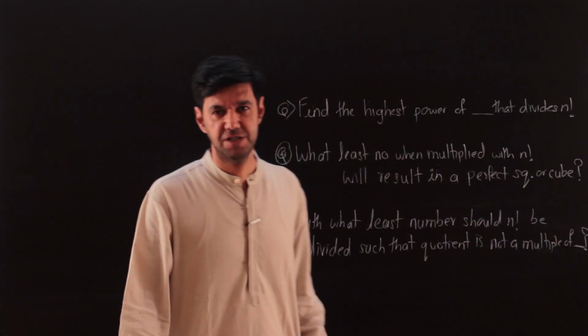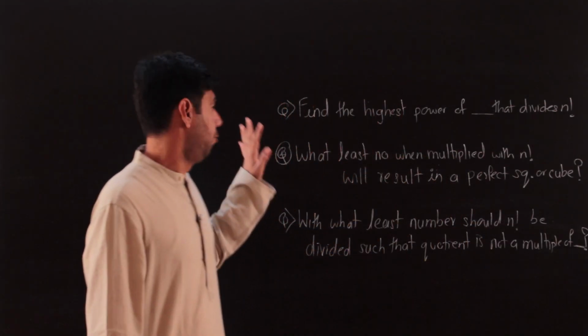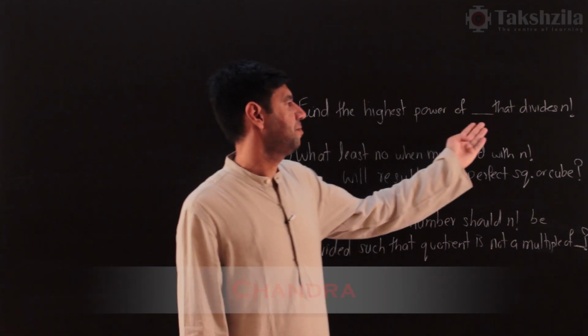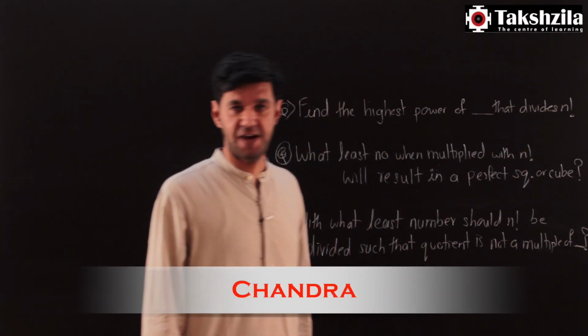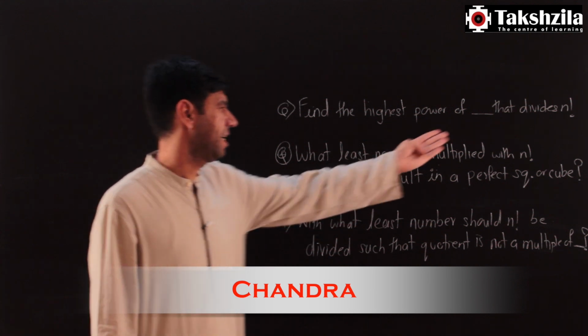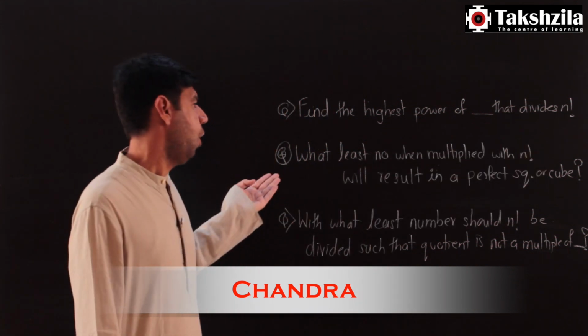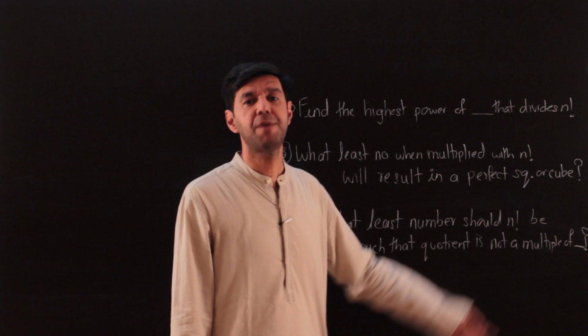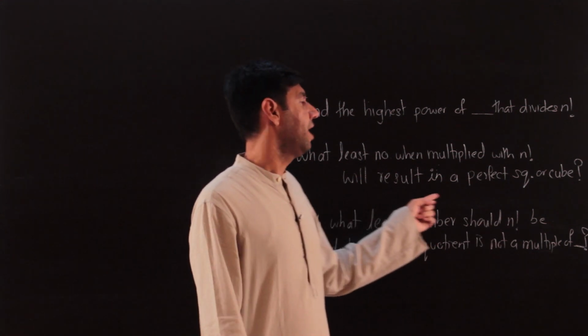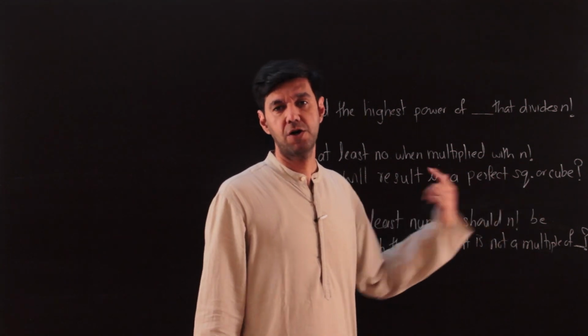A lot of questions on factorial go something like this. Find the highest power of a given number that divides a factorial. It will be given which factorial and so on. Or what least number when multiplied with a factorial will result in a perfect square or a cube.